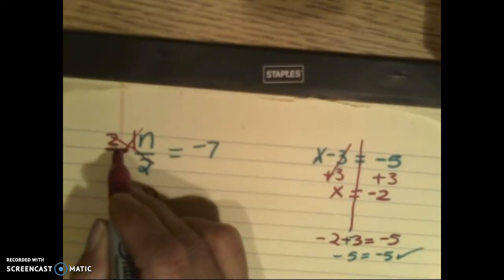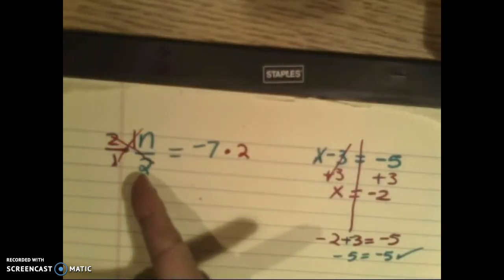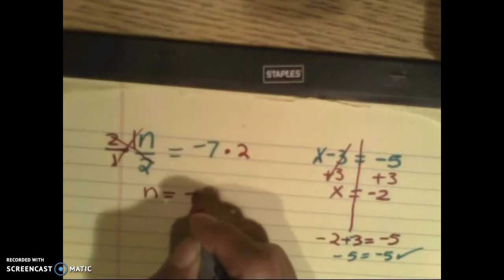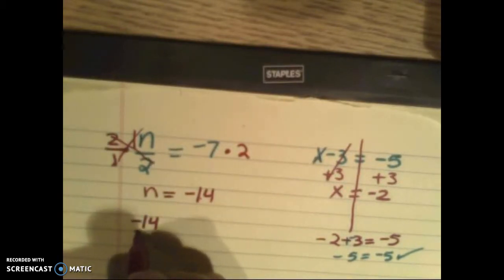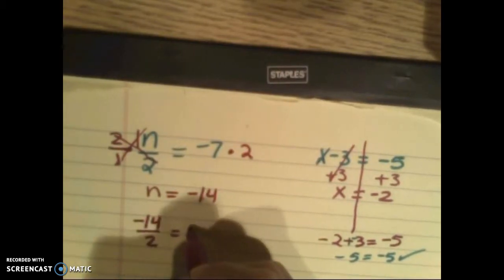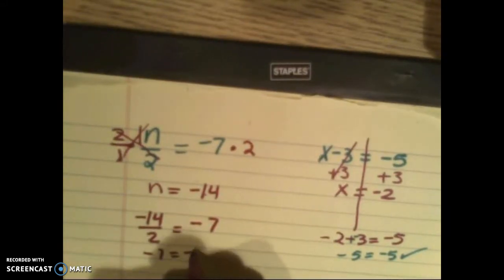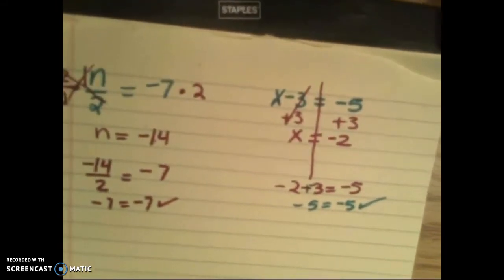Since I multiplied this by 2, I need to multiply this by 2. So you're multiplying by the reciprocal of n over 2. What you do to one side, you do to the other. N equals negative 14. If I want to check that, negative 14 over 2 equals negative 7, and that checks. Negative 7 equals negative 7, and I check that. I'll do a couple more.